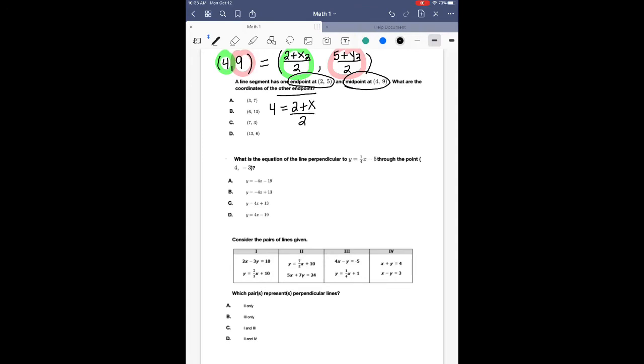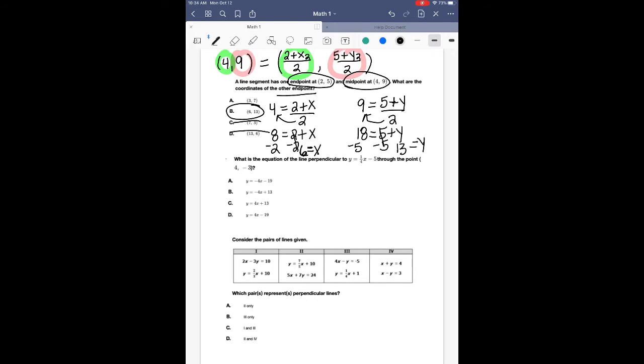So we have 4 equals (2 + x)/2. Multiply that over. 8 equals 2 plus x. Subtract 2, and x equals 6. Look, we can actually go ahead and determine that the answer is B, but I'm still going to show you how to split the other one up. So 9 equals (5 + y)/2. Multiply my 2 over, that's going to give me 18. 5 plus y, subtract 5, and y equals 13.